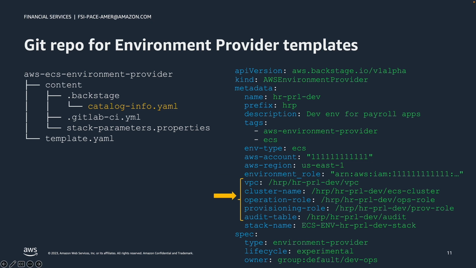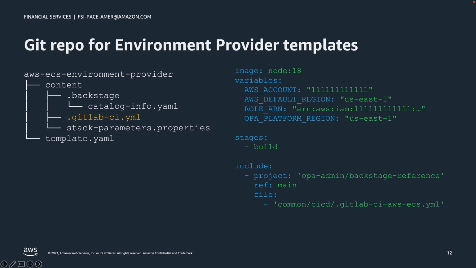A series of metadata properties use SSM parameter store keys to pull configuration information at runtime. This is where additional configuration information about the VPC, ECS cluster, IAM roles, and audit table is stored. Finally, there is a reference to the CloudFormation stack, which provisioned the environment provider infrastructure.